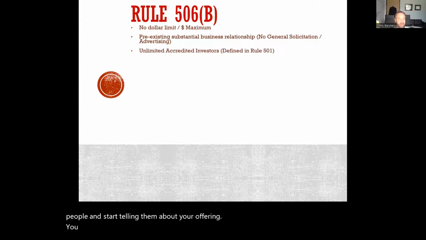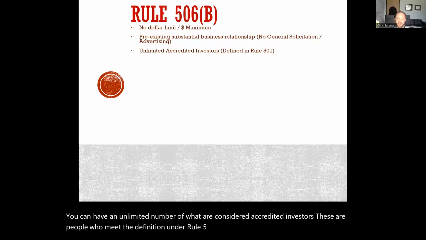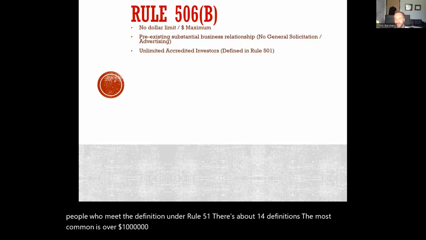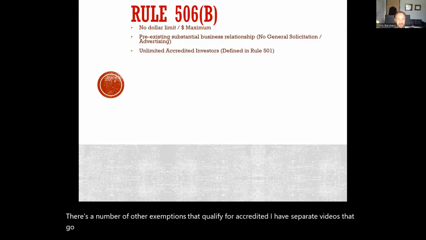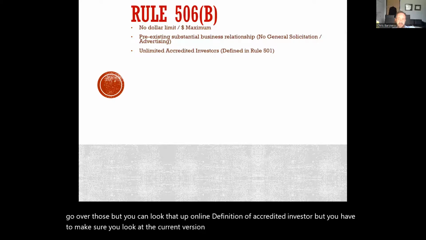You can have an unlimited number of what are considered accredited investors. These are people who meet the definition under Rule 501. There's about 14 definitions. The most common is over $1 million in net worth, or over $200,000 in salary for an individual, $300,000 for a couple. There's a number of other exemptions that qualify for accredited. I have separate videos that go over those, but you can look up the definition of accredited investor online. But you have to make sure you look at the current version because it was changed within the last few years and expanded.